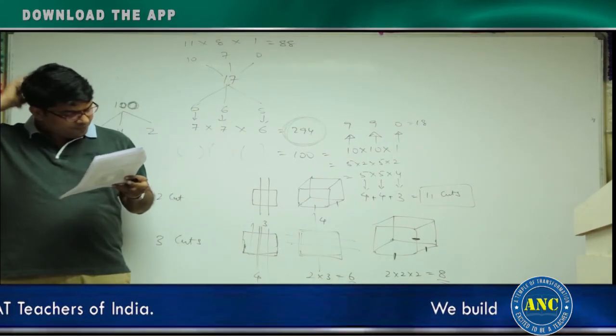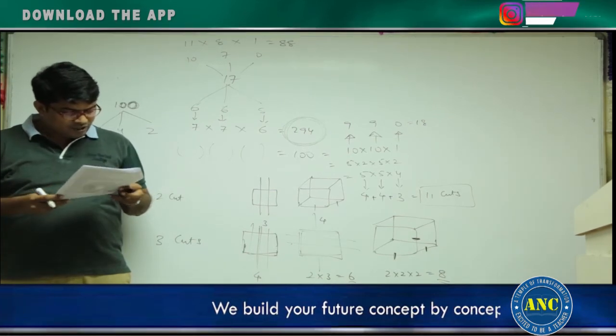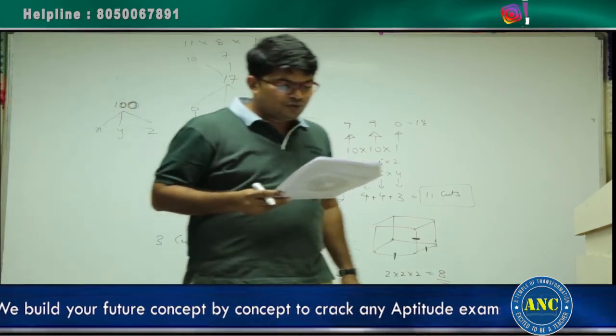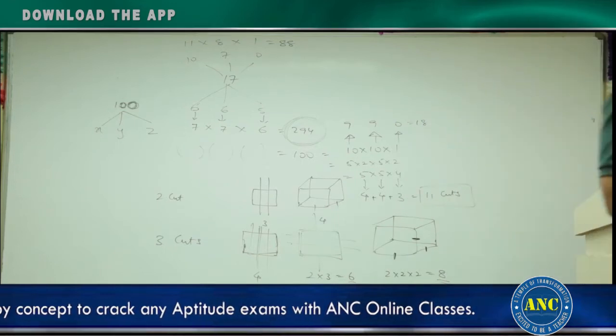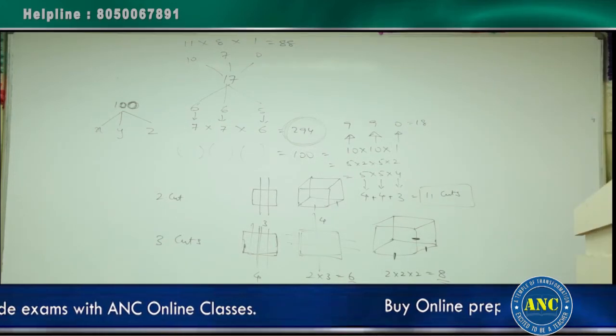Where are we now? Sixth one. Come on, solve that. What is the least number of cuts required to cut a cube into 48 identical pieces? Similar question. Quickly, crack it.